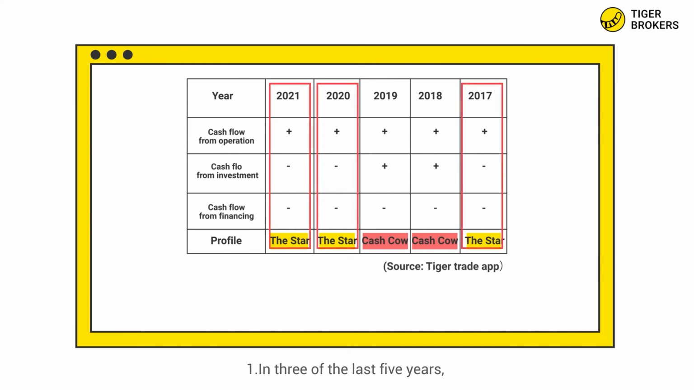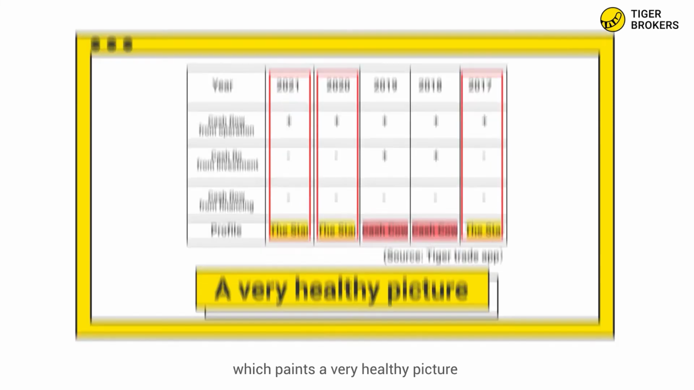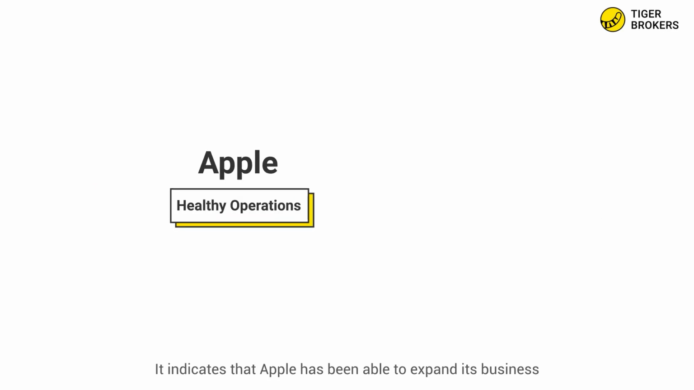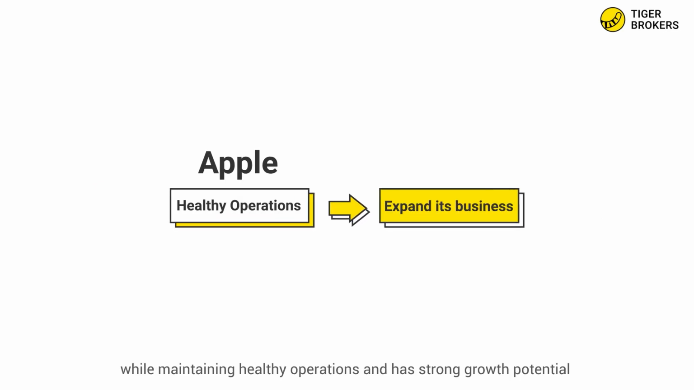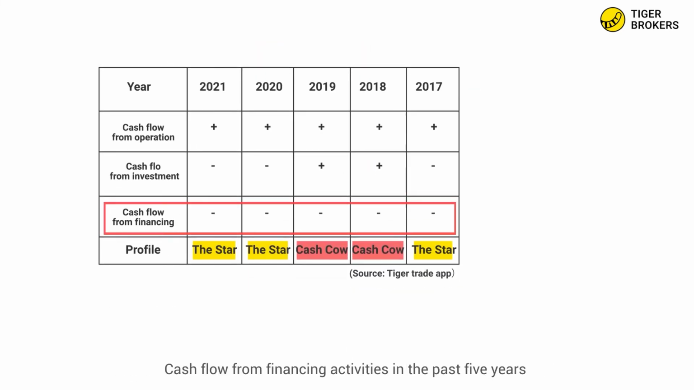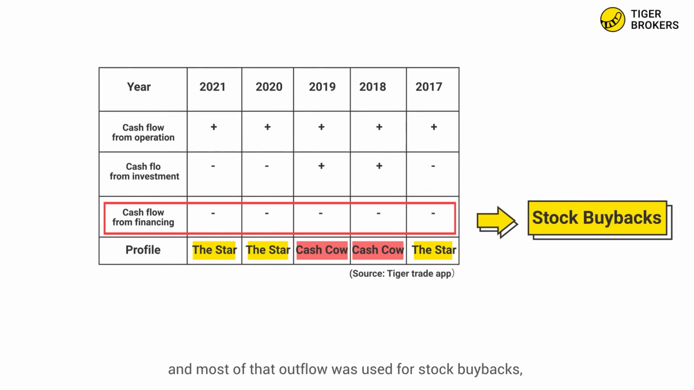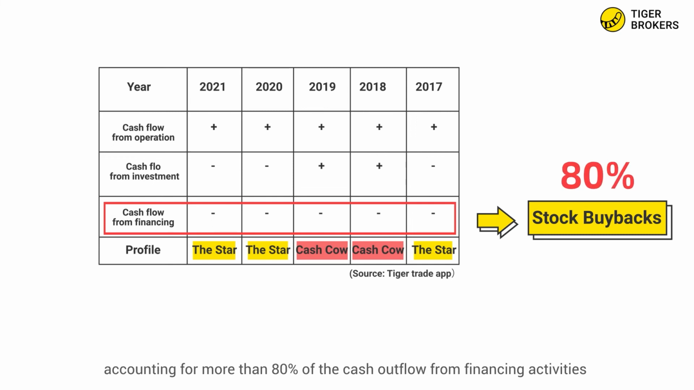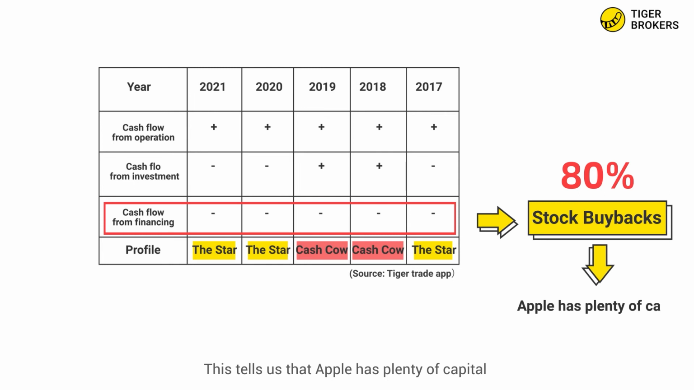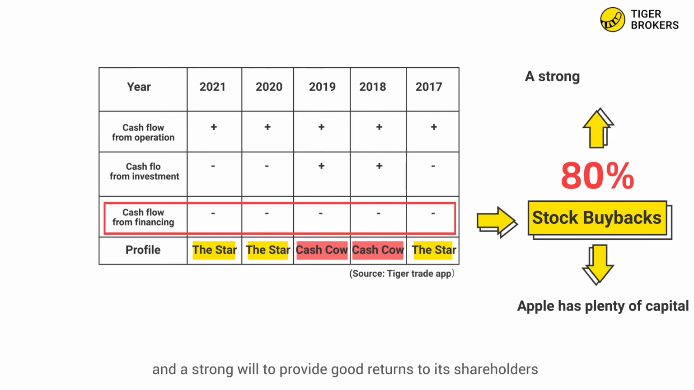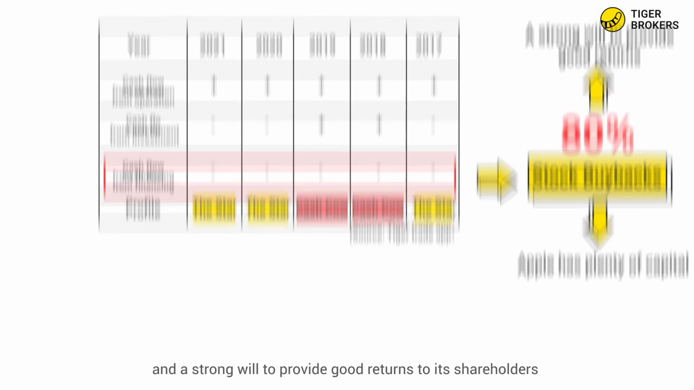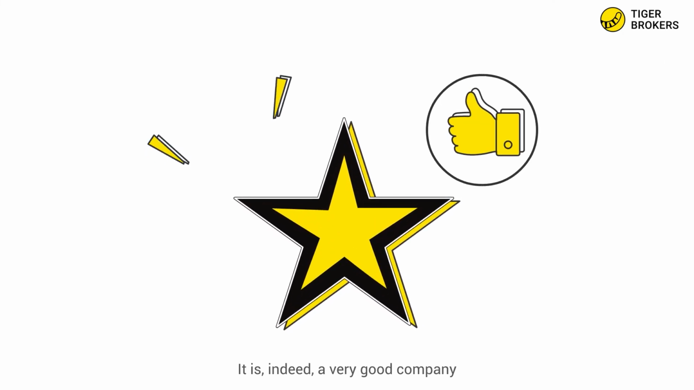1. In 3 of the last 5 years, Apple has fit the star profile, which paints a very healthy picture. It indicates that Apple has been able to expand its business while maintaining healthy operations and has strong growth potential. Cash flow from financing activities in the past 5 years has been marked by outflows, and most of the outflow was used for stock buybacks, accounting for more than 80% of the cash outflow from financing activities. This tells us that Apple has plenty of capital and a strong will to provide good returns to its shareholders. It is indeed a very good company.